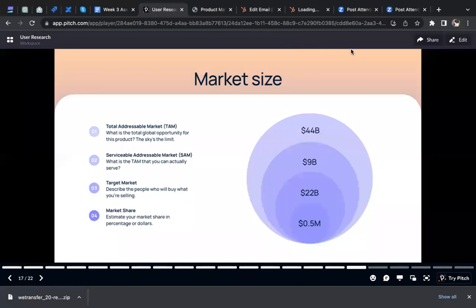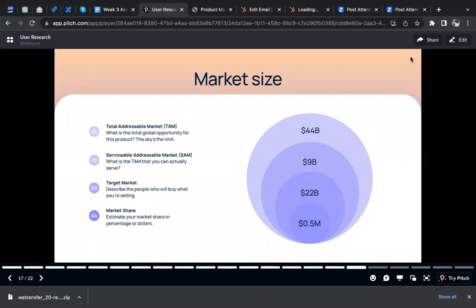Now, I mentioned in market analysis that you should be able to determine your market size. I just want to go over this template that we as product managers use, especially at the onset of a new feature or a new product. It's called the market size. How do you estimate your market size? You look at your TAM, your SAM, your target market, and your market share. Your TAM is your total addressable market. This is the total global opportunity for these products. That's the highest number.